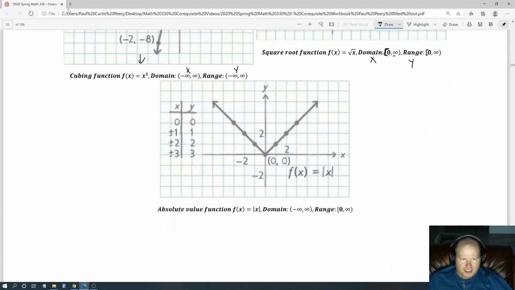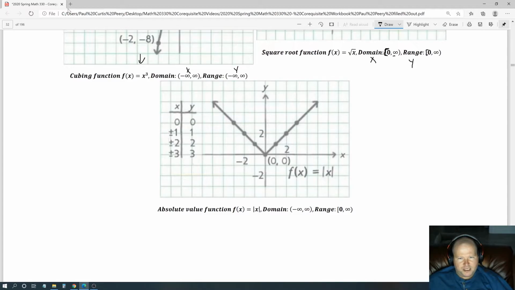Okay, so we plug it in there. Plug in 0, absolute value of 0 is 0, absolute value of positive or negative 1 is 1, absolute value of positive or negative 2 is 2, absolute value of negative or positive 3 is 3. So that's how you get the ordered pairs to plot and then graph this.